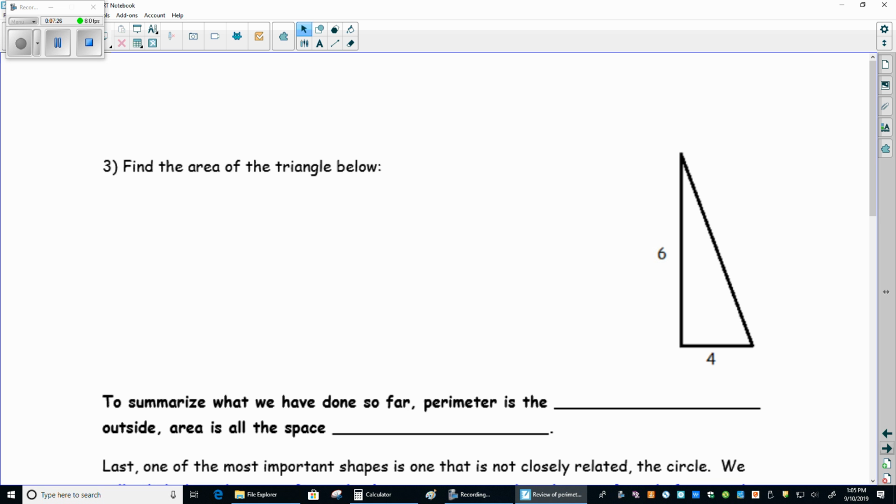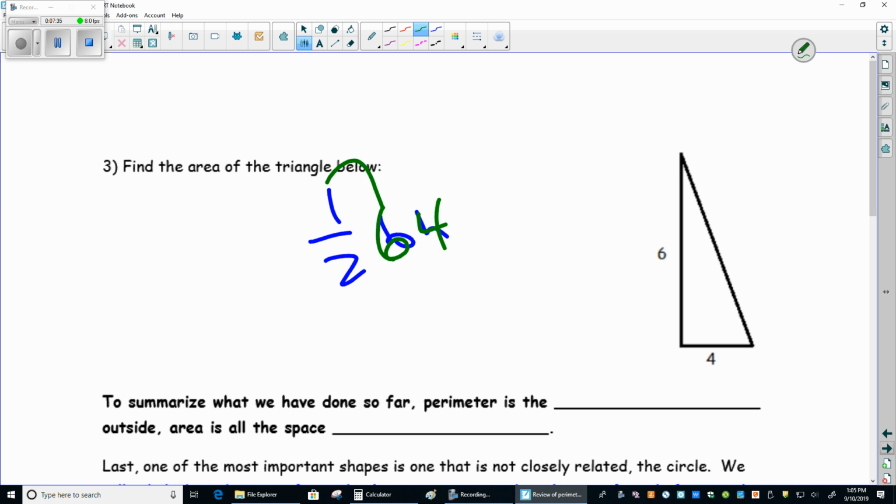All right, and talking about this one, I end up getting half base height, 6, 4. I'm going to take half of 6 because it's bigger to get 3. 3 times 4 is 12.